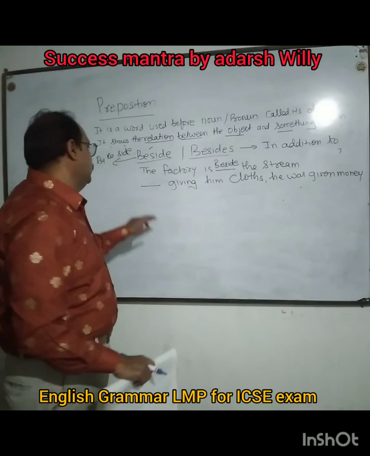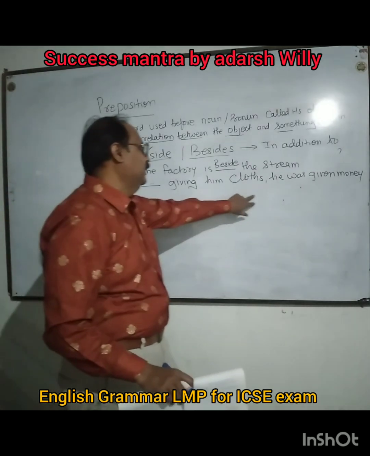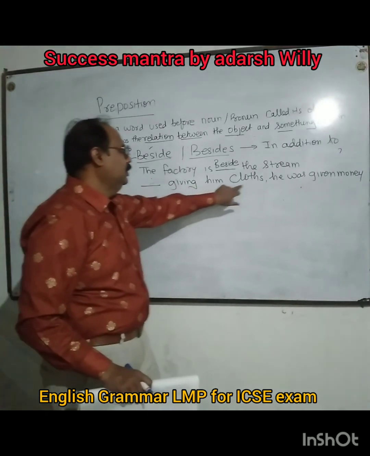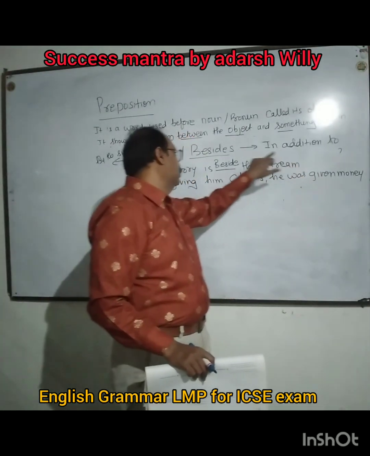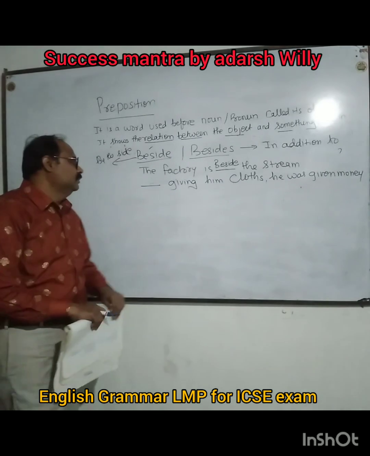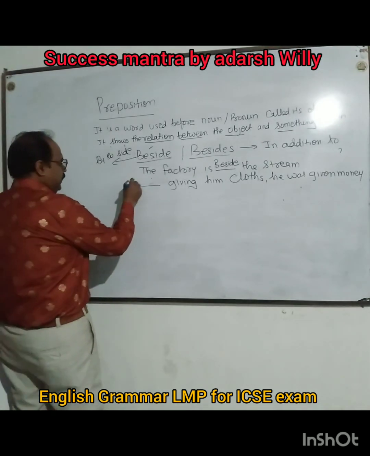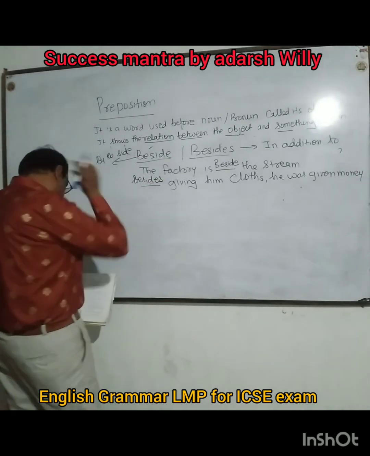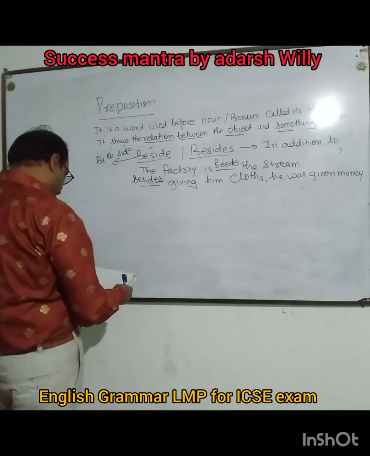So what it is saying over here is that dash gave him clothes, he gave him money. So here, in addition to clothes, he was given money. So which one will come? Besides. In addition to, that is besides. Getting me, all of you?